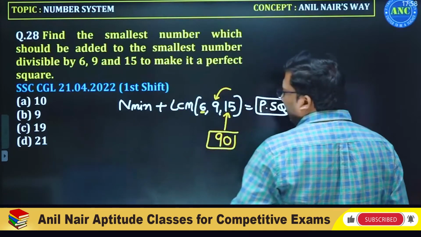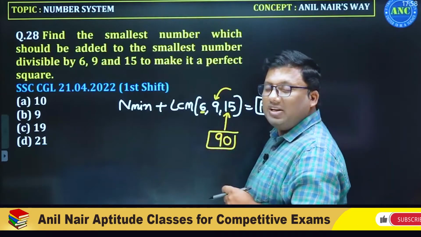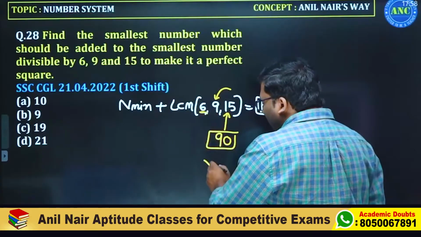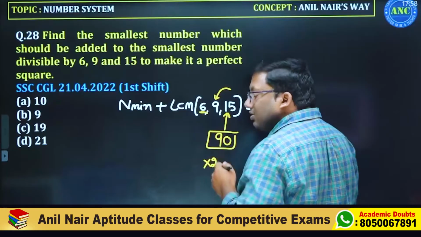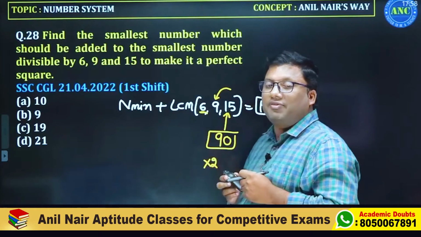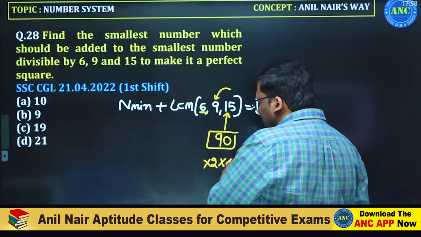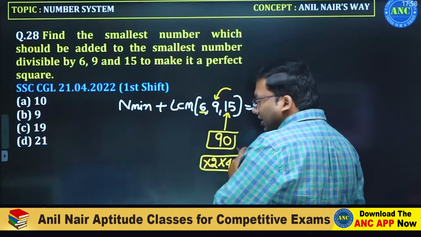90. Why is it 90? Please see here. 6 is an even number, and an even number will be divisible by 2. The first multiple of 9 in the multiples of 15 is 45. So 2 into 45 is 90.